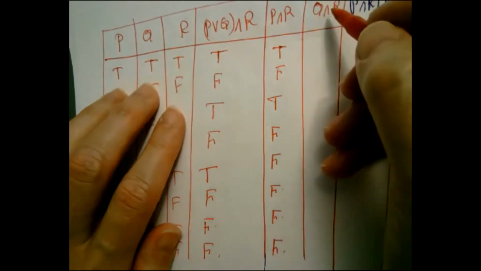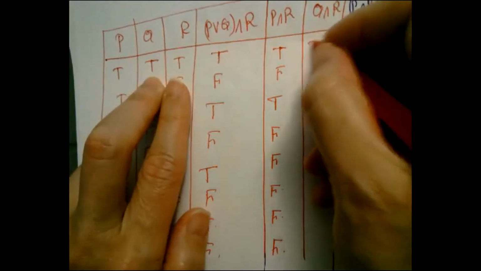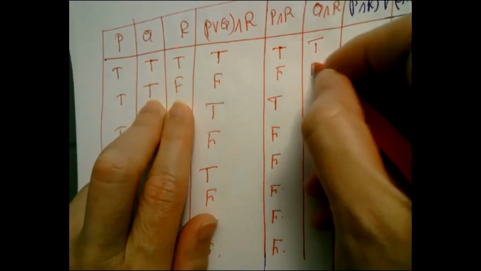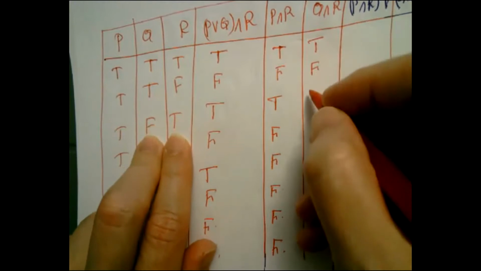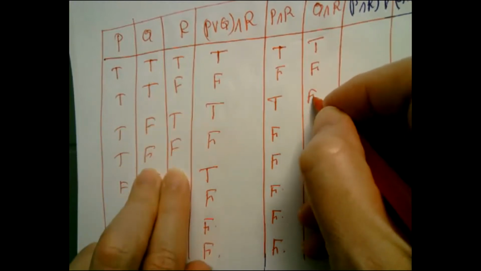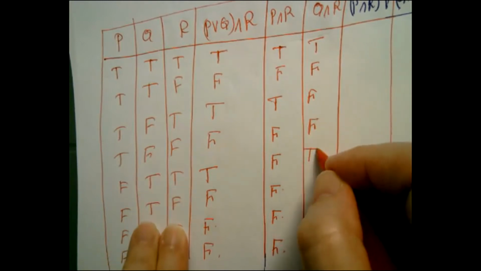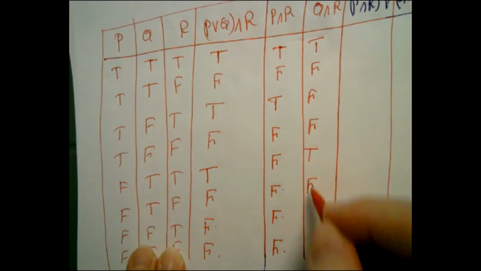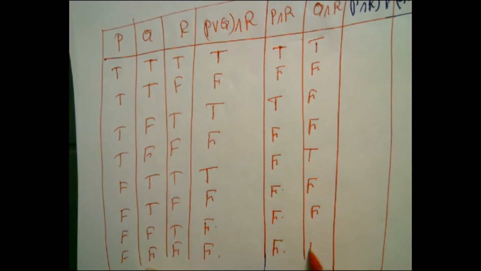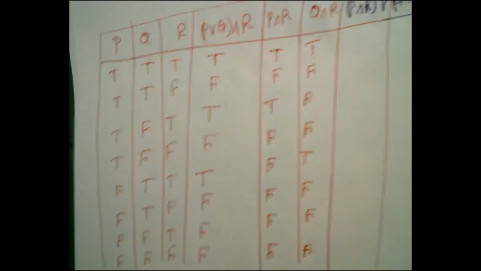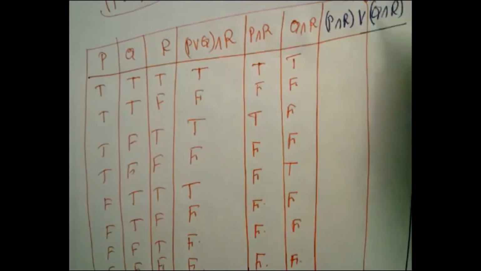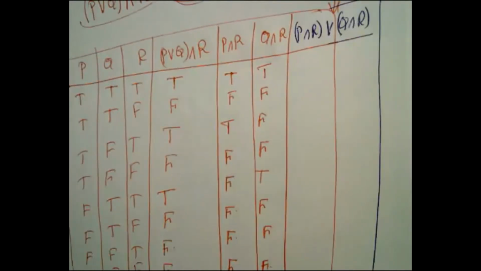All right, Q and R. True. That's definitely false because it's in AND. That's a false because it's in AND. That's a false because it's in AND. That's a true. That's a false because that is in AND. That's a false. And that's a false. And now finally, the OR. And that will do it for us.